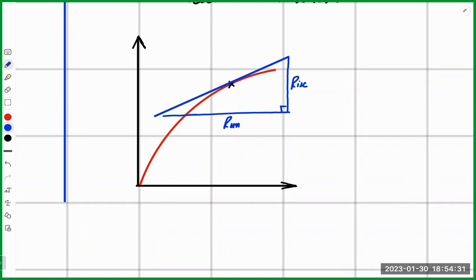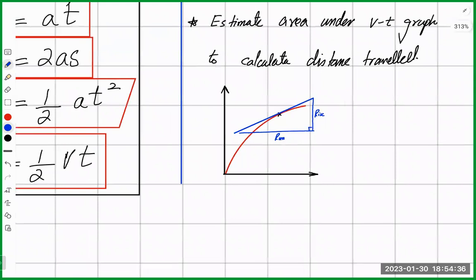So now, what if the examiner wants you to calculate the area under this thing?